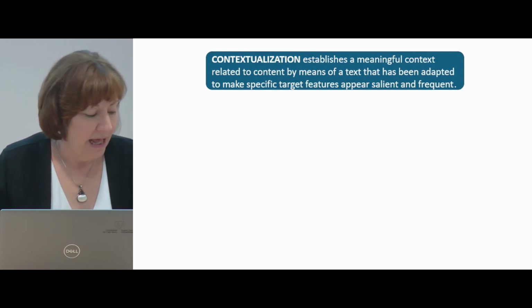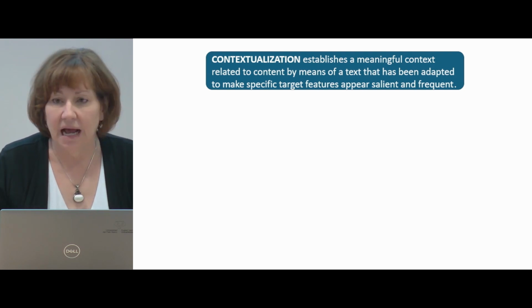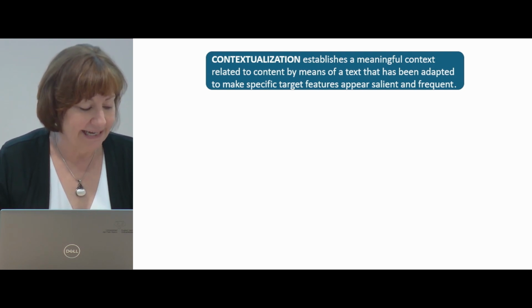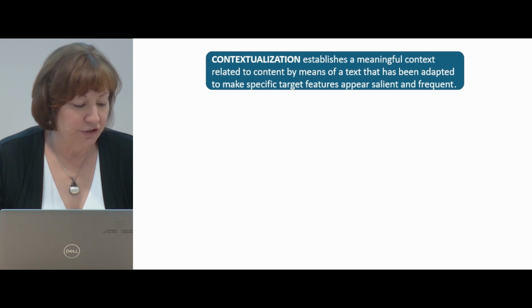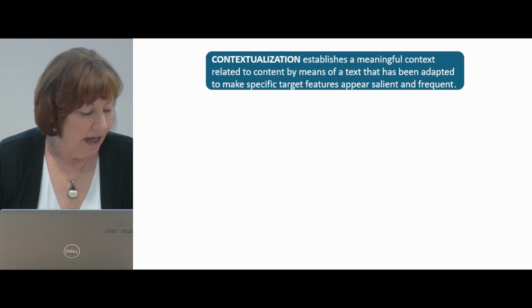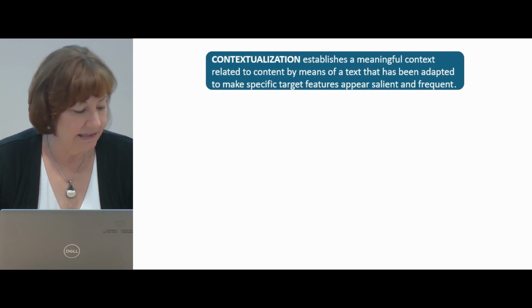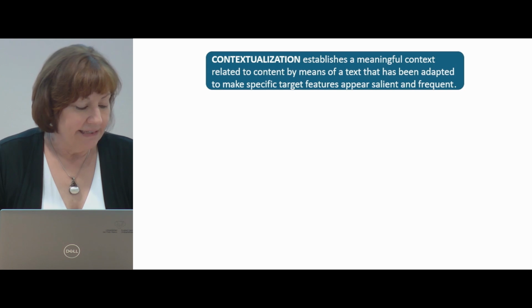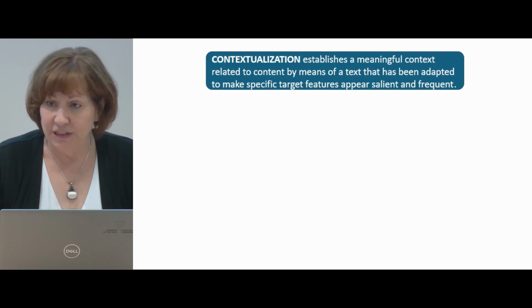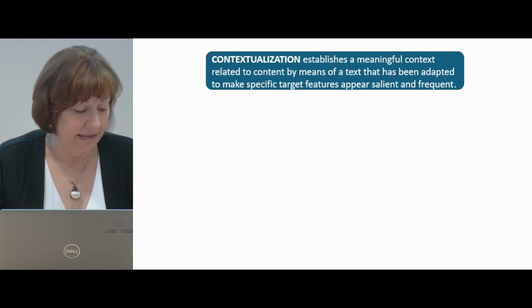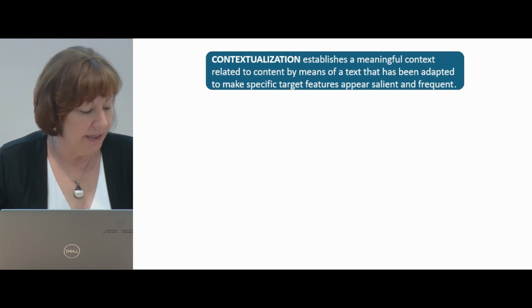Contextualization establishes a meaningful context related to the content, typically by using a text that's been modified to make the target feature appear frequently. Sometimes a teacher needs to alter a text to make sure that there are enough instances of the target form. The text can be written or oral, but the focus in this stage is on the meaning of the text.